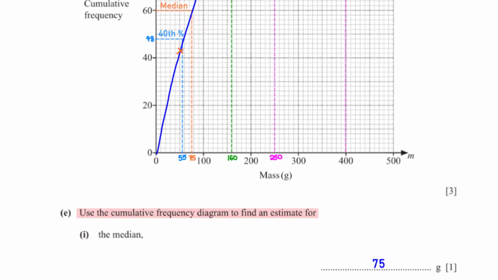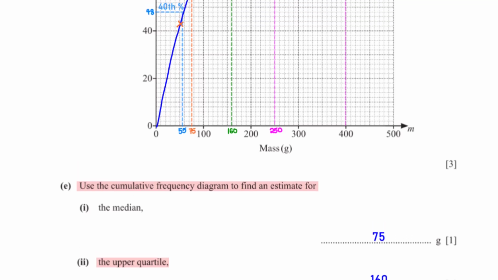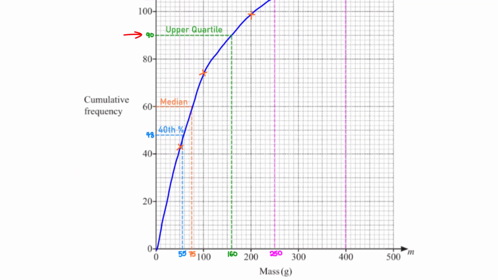Use the cumulative frequency diagram to find an estimate for the median. To get the median, we map half of 120, which is 60, on the diagram. This gives us the median as 75 grams. Find an estimate for the upper quartile. To get the upper quartile, we map 3/4 of 120, which is 90, on the diagram. This gives us the upper quartile to be 160 grams.